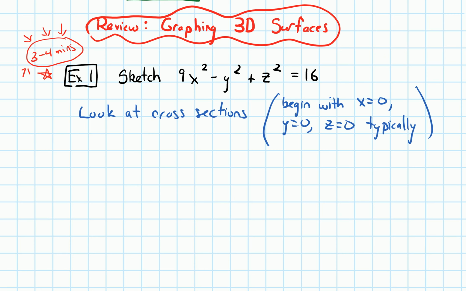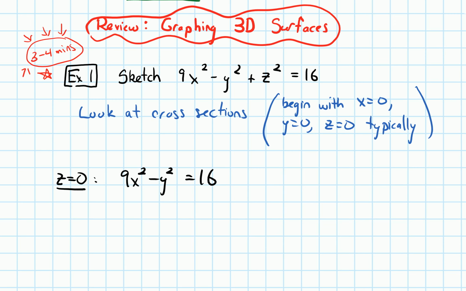All right, so I'm actually going to begin with z equals 0, just because I think this is, out of the three, the most complex one. So I'm going to start with this and really show my work on how I get this cross section. And then for the others, I'm going to go a little bit more quickly through the algebra. Okay, so for z equals 0, if I plug that in, we get 9x squared minus y squared equals 16.